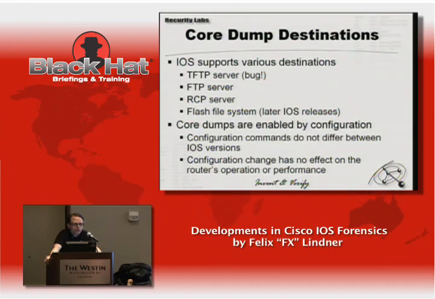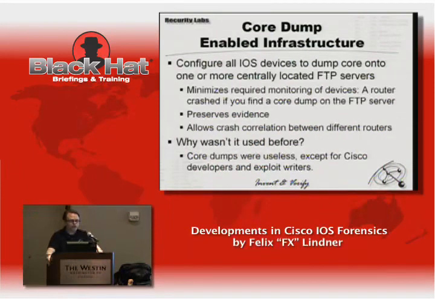Core dumps can be enabled by configuration. The two points below here might look silly, but they're actually quite an exception in iOS. The configuration commands do not differ between iOS versions, and the configuration change has actually no effect on the router's operation or performance. As I said, that's very rare for a feature that you turn on. So my idea was, how about a core dump enabled infrastructure?